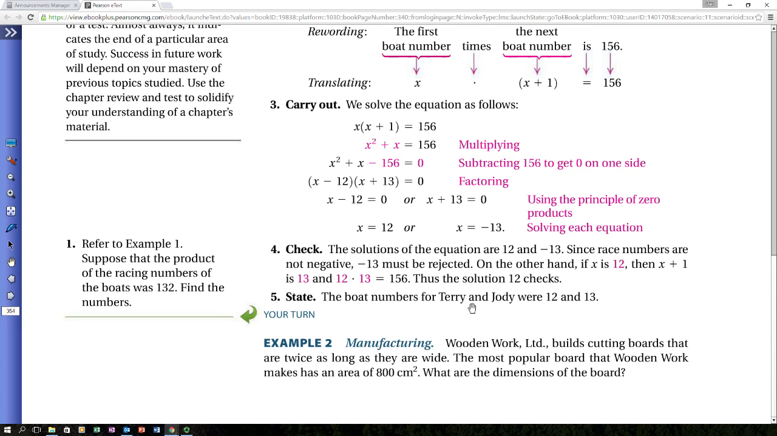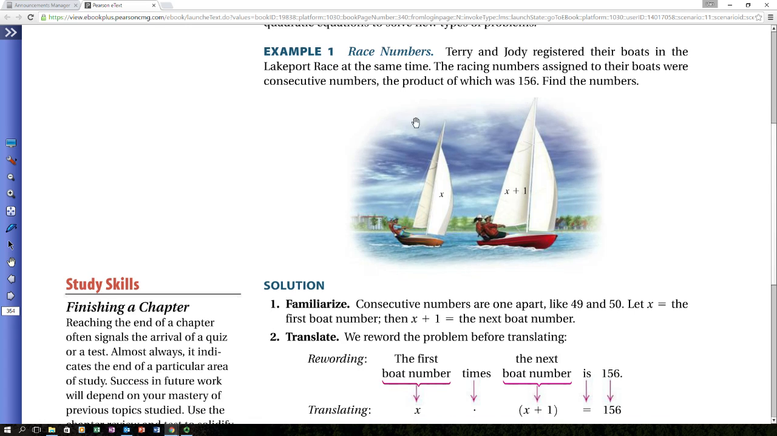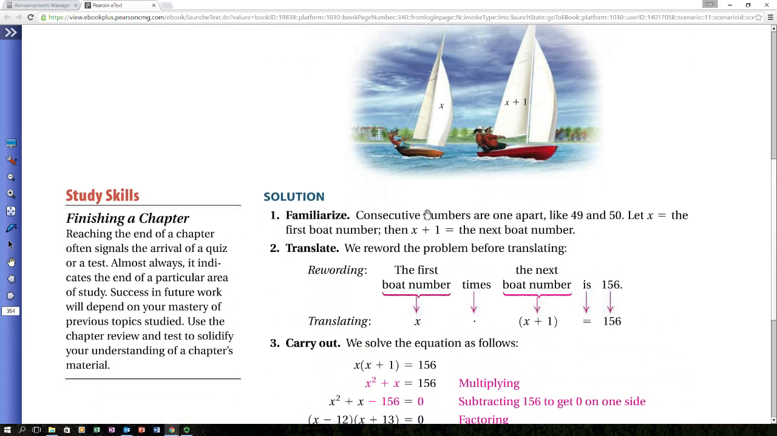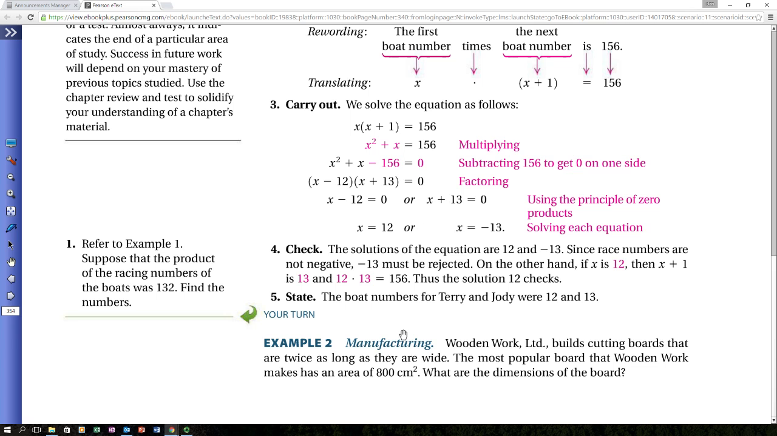So they're going to say, well, we should probably throw out that negative solution and then just use 12. So let's check that. If one boat number is 12, the next boat number will be 13. Does 12 times 13 equal 156? Yes, it checks. You don't check it into the equation, you check it back into the original problem and say, do these boat numbers work? So check it back to the original and do that.